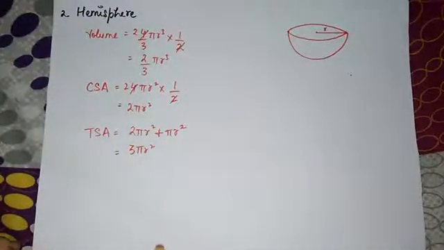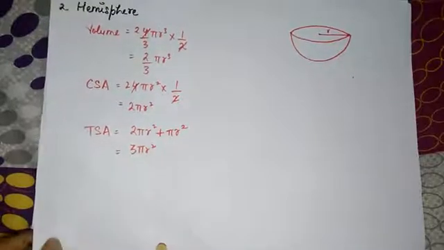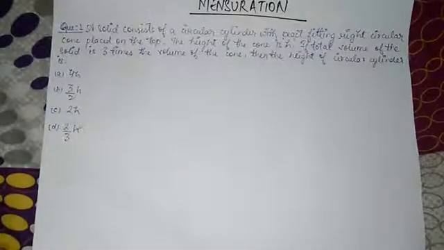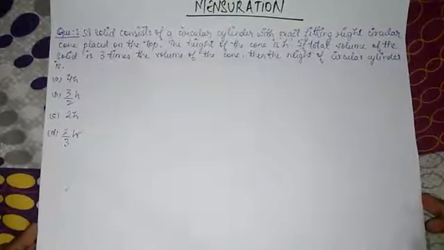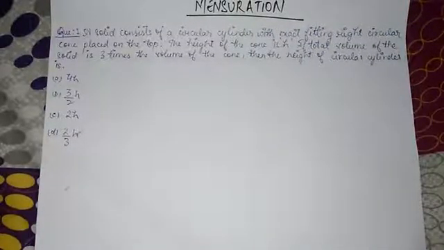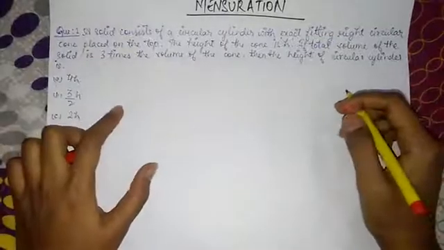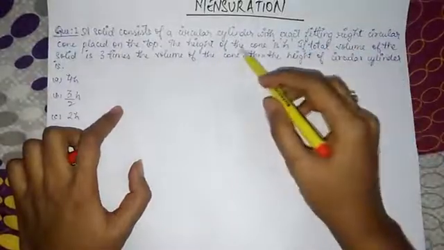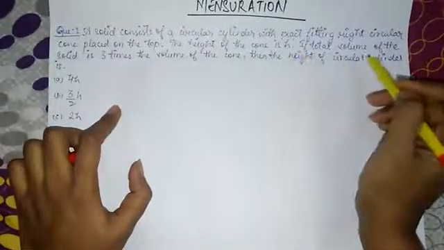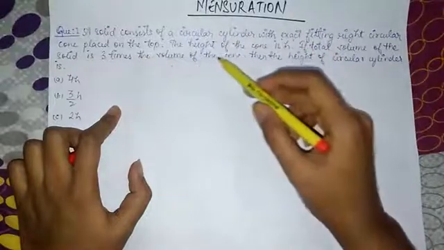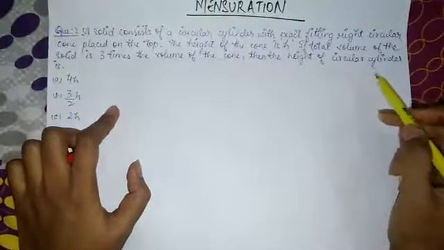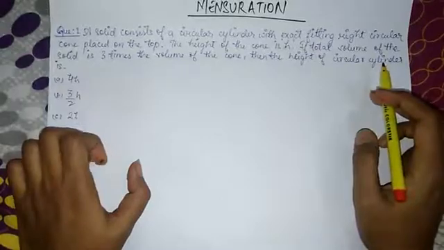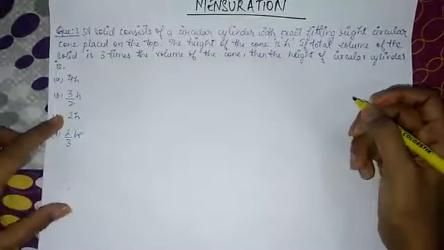Okay, so now let us move towards some questions based on these formulas and figures. So the first question is, a solid consists of a circular cylinder with exact fitting right circular cone placed on the top. Let us make the figure first. And also it is given that the height of the cone is h. If total volume of the solid is 3 times the volume of the cone, then the height of circular cylinder is. We have to find out the height of cylinder. Let us make the figure.